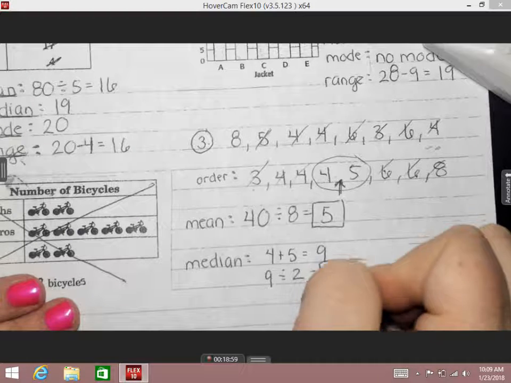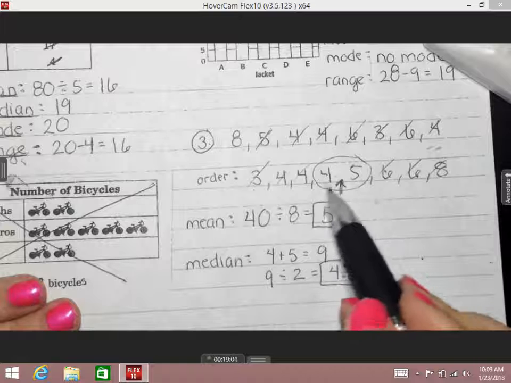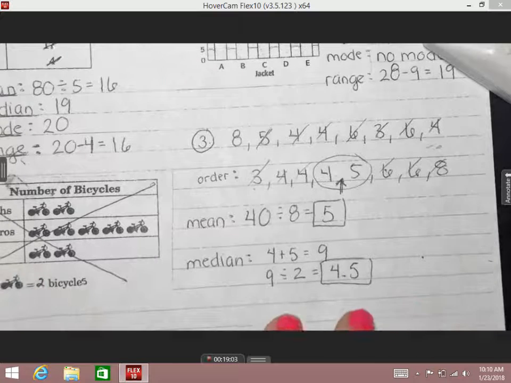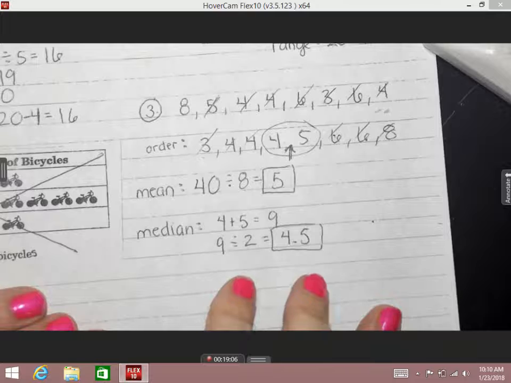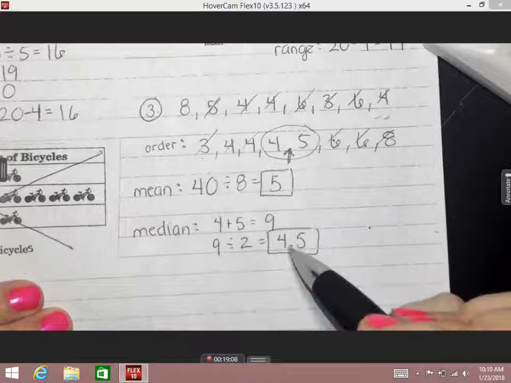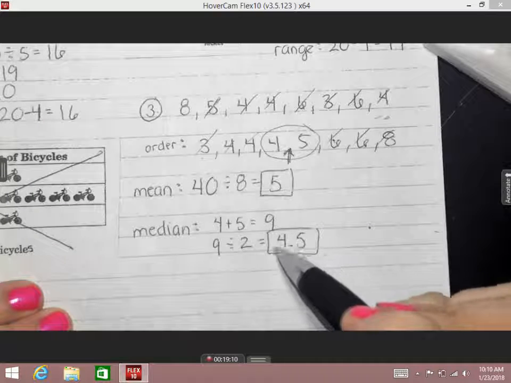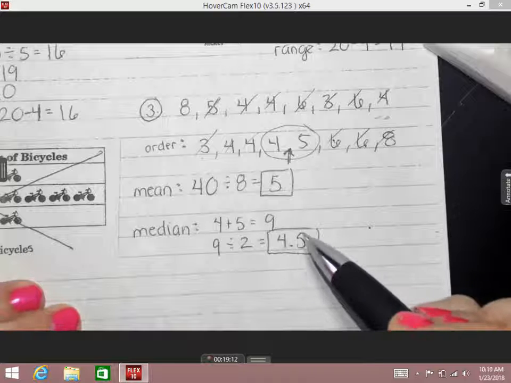And guys, let's just double check. Would 4.5 be in the middle of 4 and 5? Yes. So that's our median. Guys, if it's something obvious like that, you might not even need to do this calculation. If it's not so obvious, that's how you would calculate.